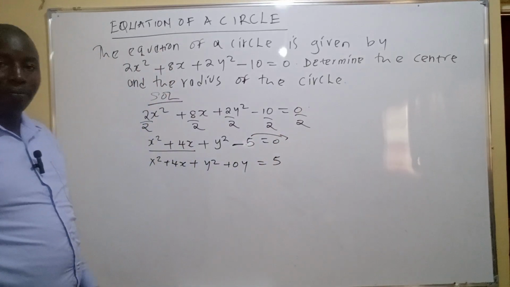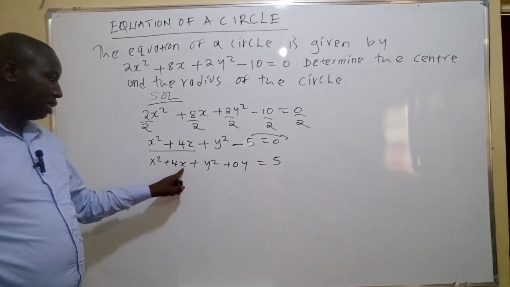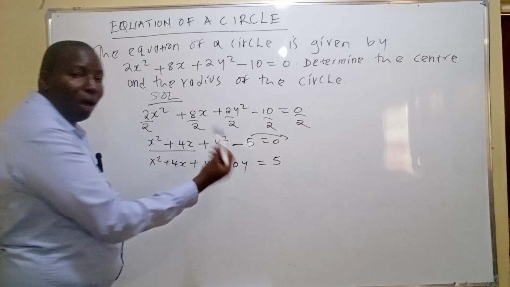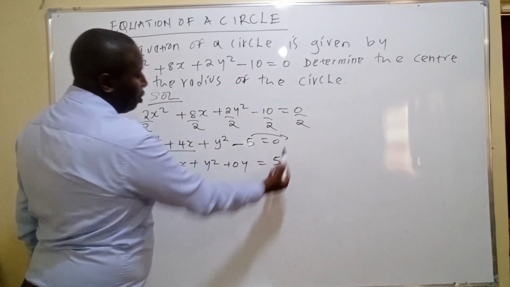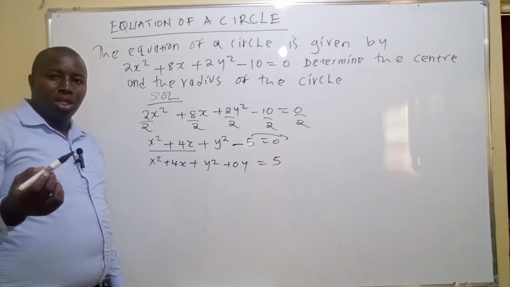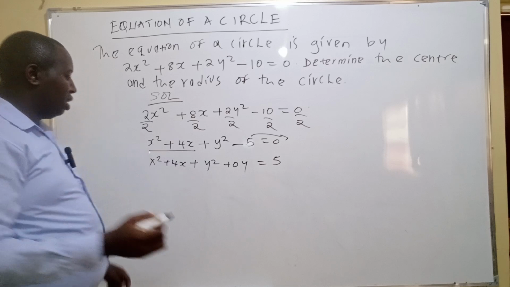You want to complete the square for the x part, x squared plus 4x, and y squared plus 0y, because we do not have any other value for y. Then this minus 5, you take it to the other side, and it becomes positive.